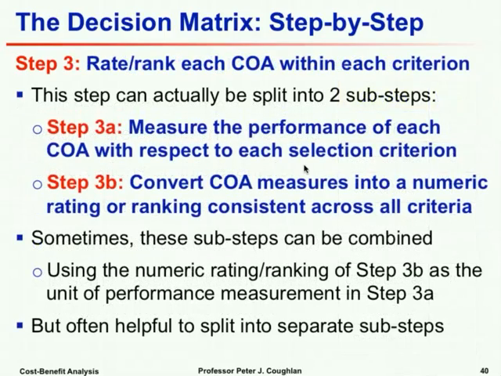So the third step then is, now we've done step 1 and 2, we've identified the criteria, we've assigned a weight to each criterion. Now we want to rate or rank each course of action within each criterion, right? And you can actually break this into 2 sub-steps. You don't always need to, but it's often the case that you do. The first thing is to measure the performance of each course of action with respect to each selection criterion.